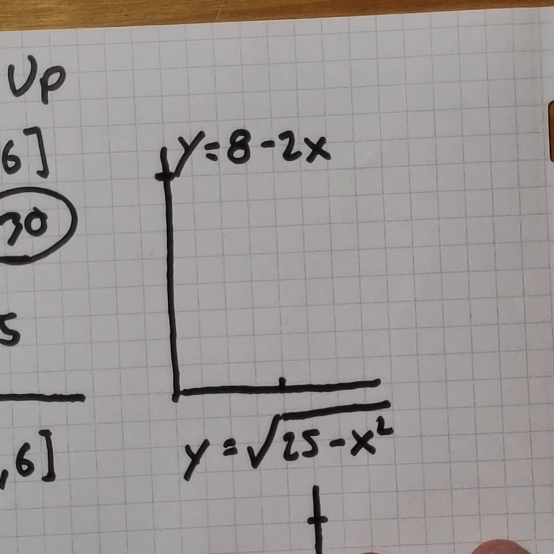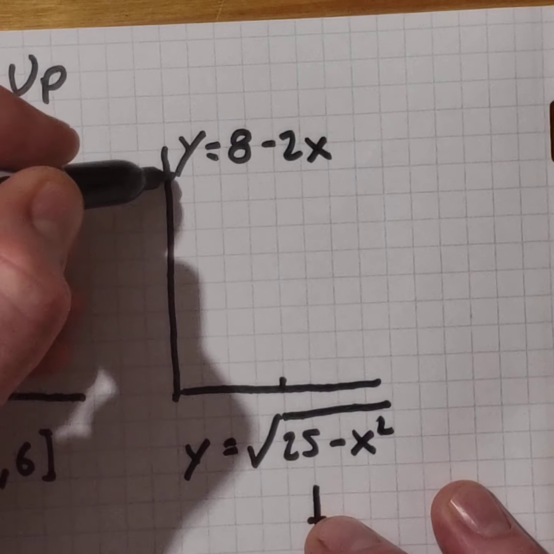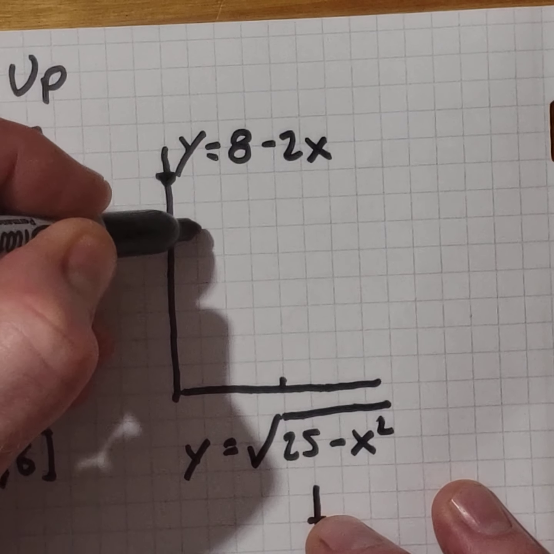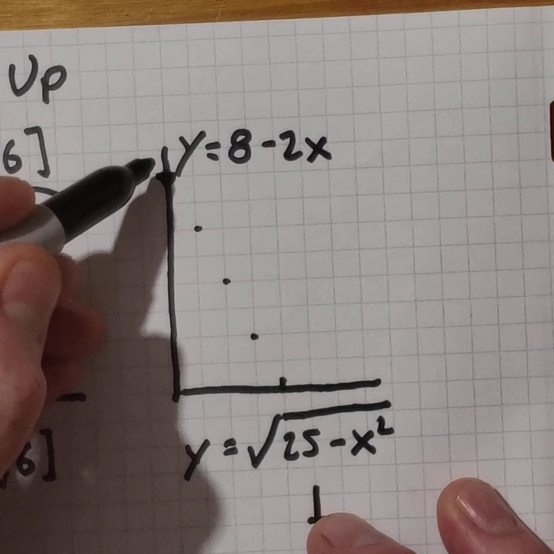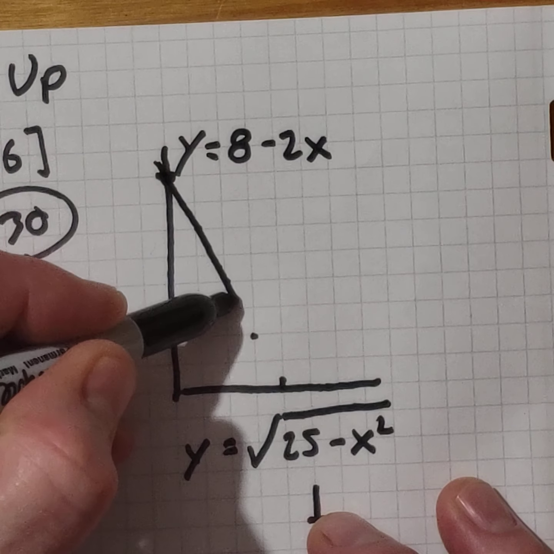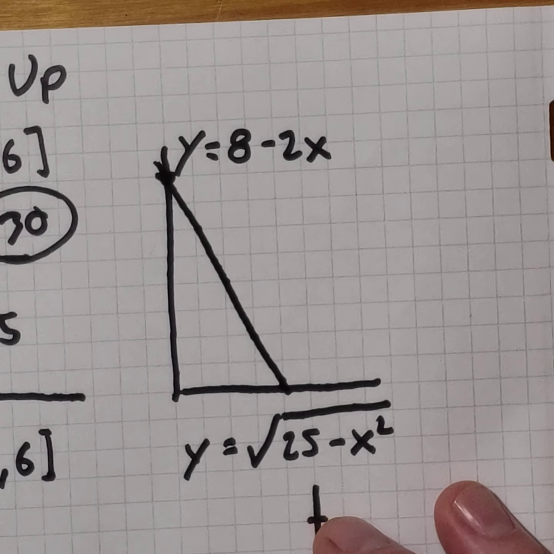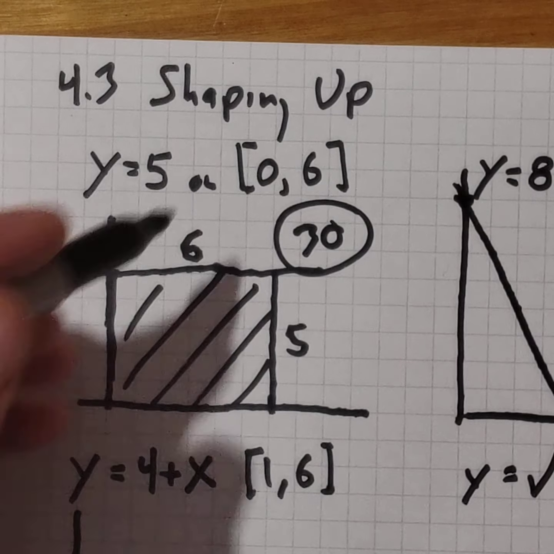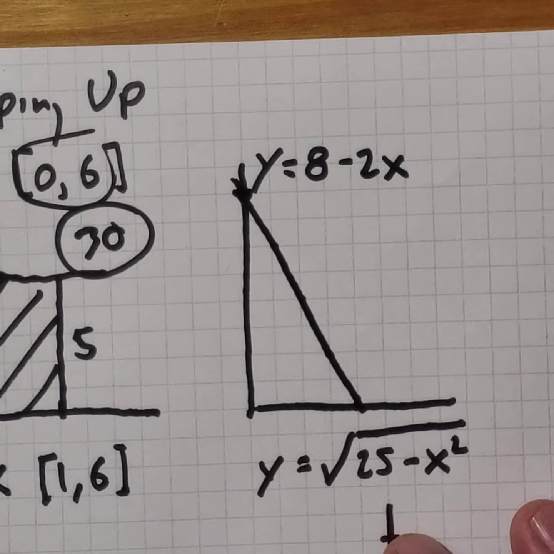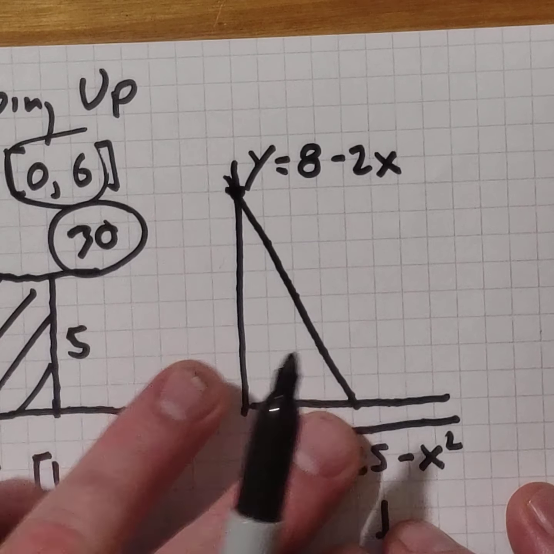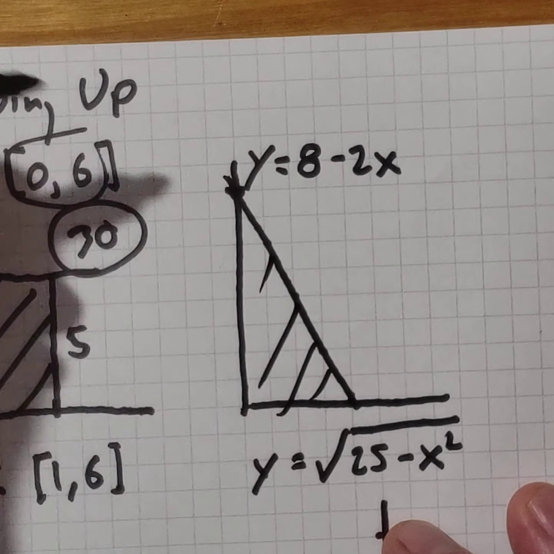Here's one that's a little more challenging. We have y equals 8 minus 2x. That's going to be a line with a y-intercept of 8 and a slope of negative 2. So it's going to decrease, and it's going to hit the x-axis at 4. Now, unlike the previous one where we had an artificially imposed beginning and end, this one sort of has a naturally imposed beginning and end from 0 to 4. So we know we're talking about this area under the curve here.